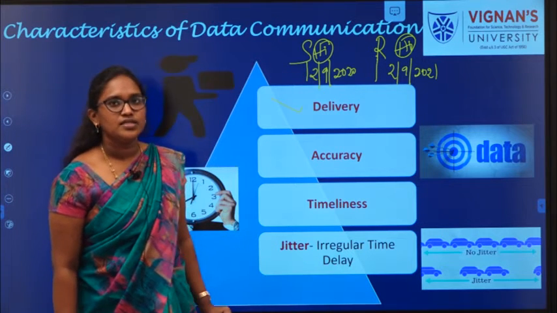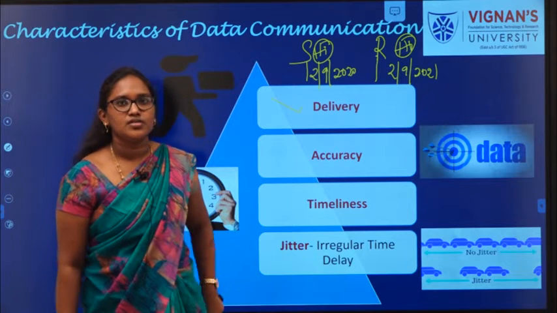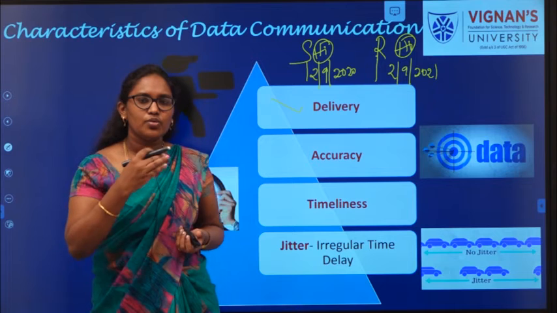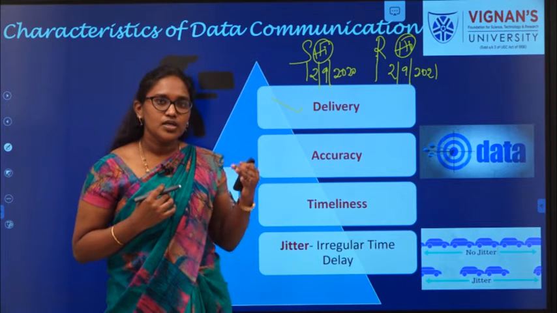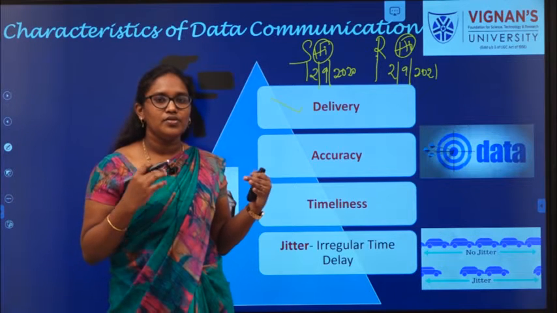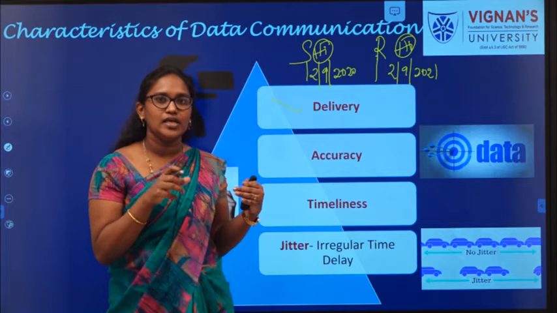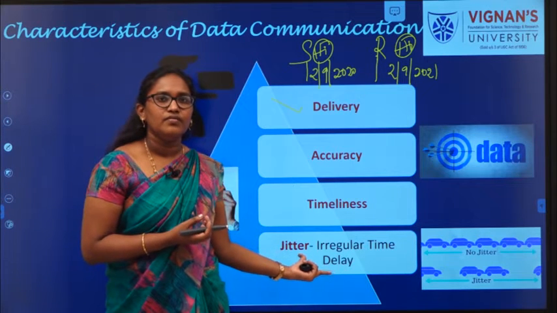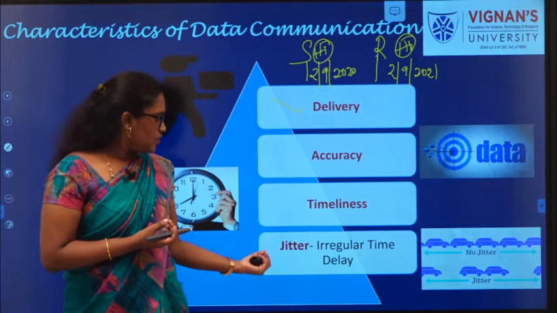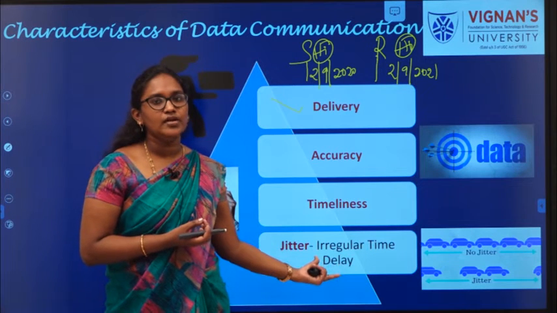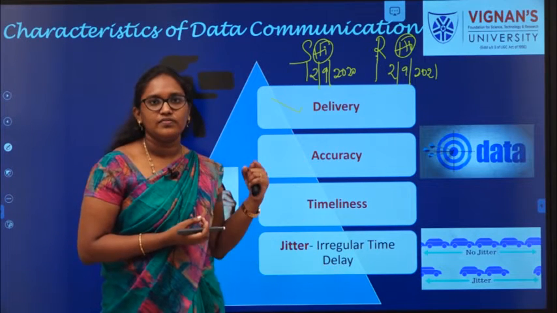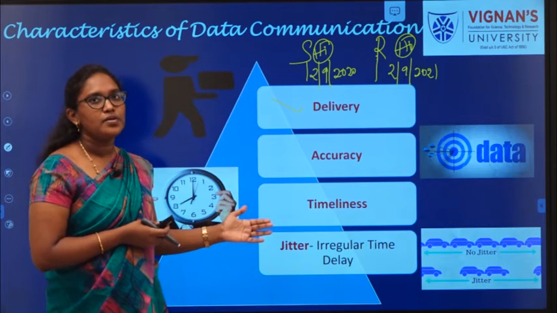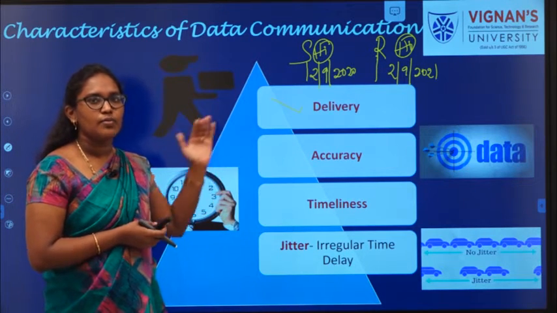Next one is jitter. What is meant by jitter is that there should not be any delay in the data. For example, you are watching a YouTube video, right? In a YouTube video, obviously you will have a time delay in getting the video. But a good network will have less jitter. So irregular time delay won't be supported in a good network. So these 4 are the characteristics which you have to remember whenever you are talking about networks.